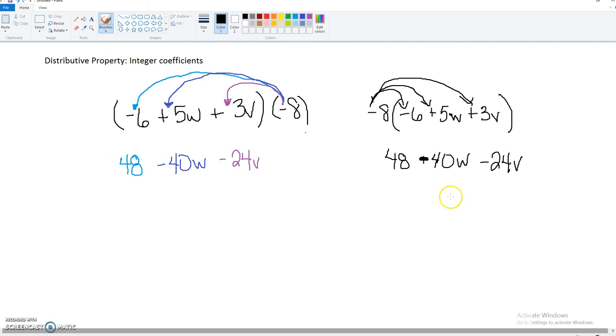Okay, so either way, whether you have the number in the back or you have the number in the front, remember I use arrows in order to make sure that I don't forget anything, especially those negative signs. Because again, most people get the multiplication correct, but then they forget the signs. So it's very, very important that you carry the signs and you pay attention to your variables.